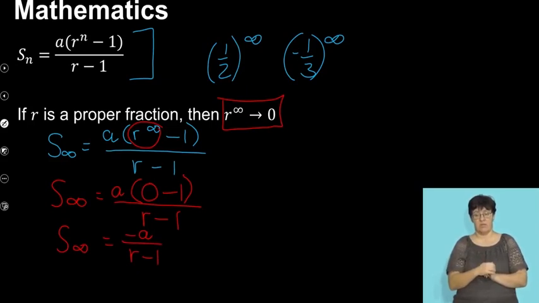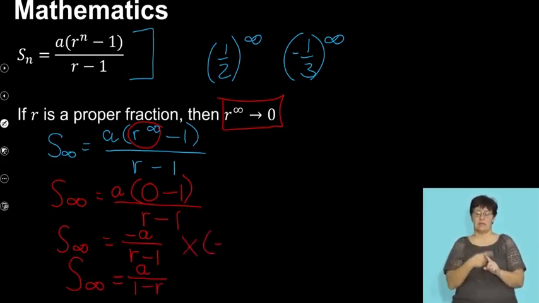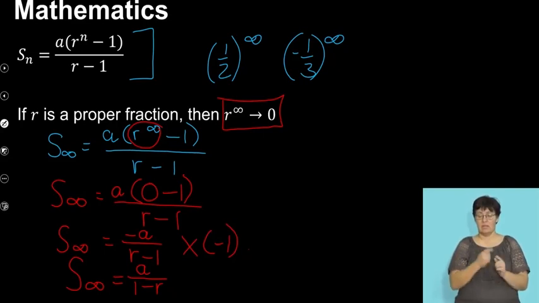But because we don't really like having a negative in the numerator, this formula is commonly written as the sum to infinity is equal to a over 1 minus r. All that I've done is I've multiplied this by -1. Great, guys. Or we know that I can write it as the same thing, because by multiplying it by -1, I'm going to get an answer of this.